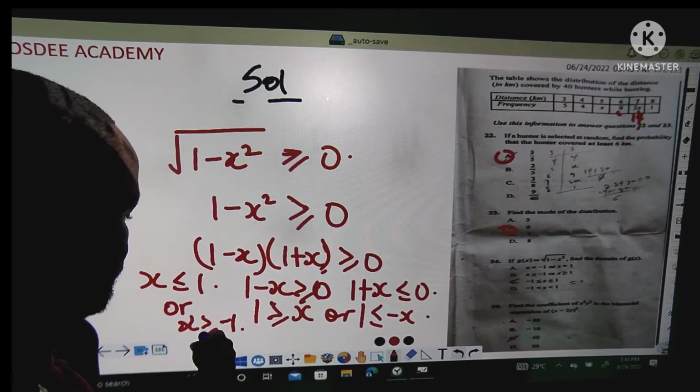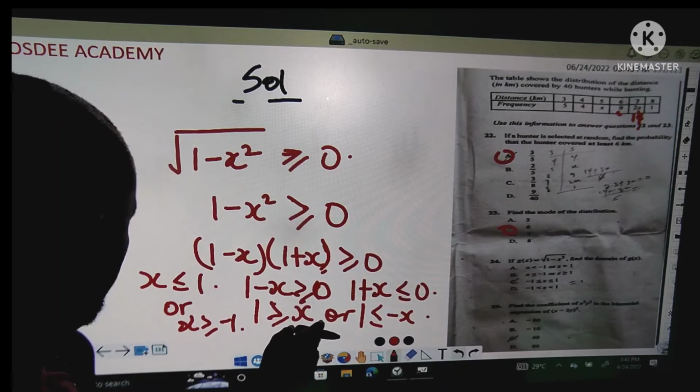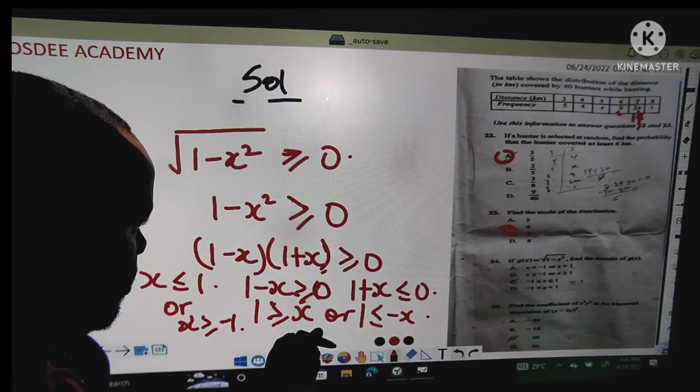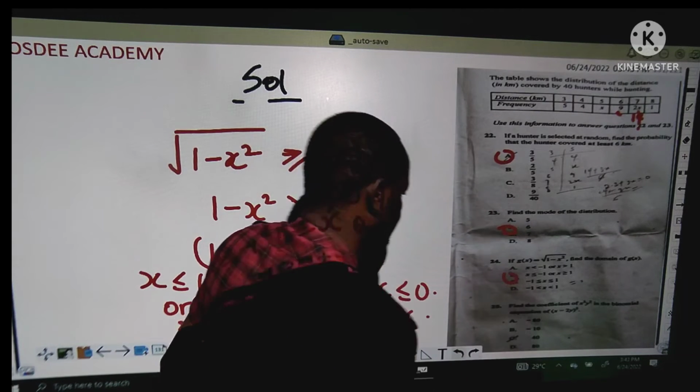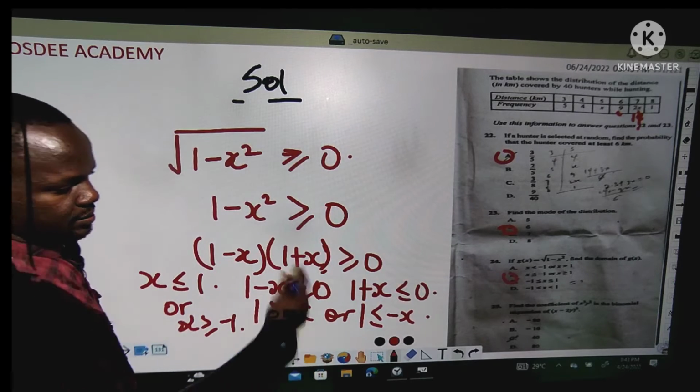So x is at the middle, and you have x is less than or equals to. Okay, this is right, this is right by changing the position.